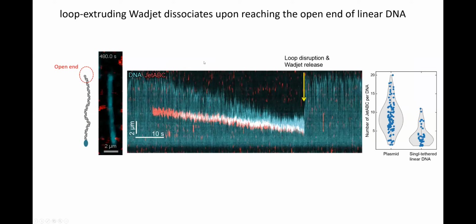And in contrast, what we observe in the case of linear DNA is that these proteins bind somewhere in the middle of the linear DNA, and then they extrude loops. By doing so, when they meet the free end of this linear DNA, they disrupt loops, and then they get dissociated. Therefore, with the circular DNA, we observe way more accumulation of the proteins as compared to the linear DNA.